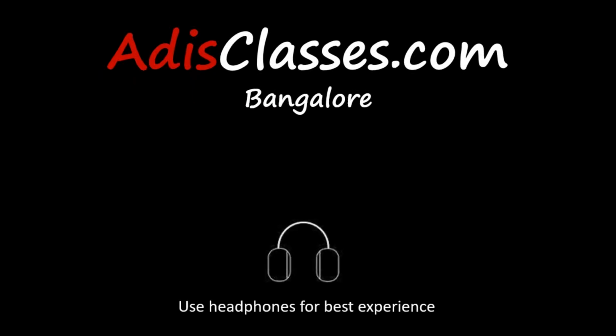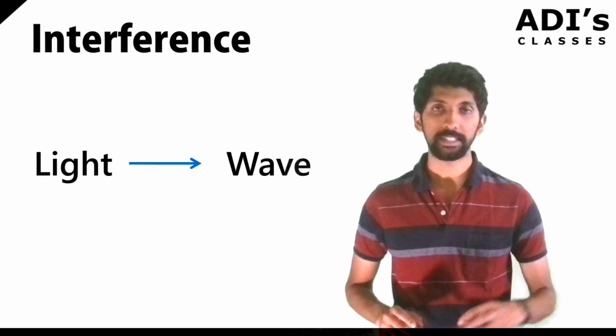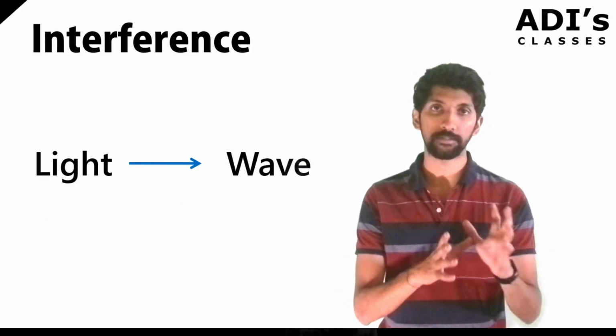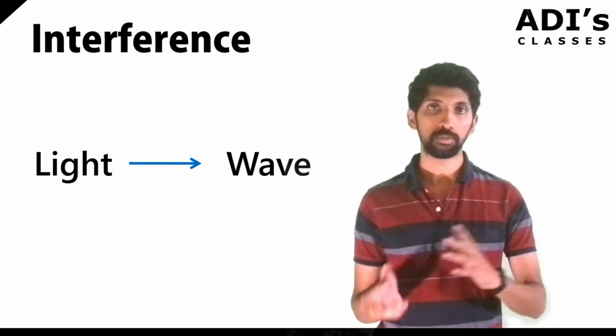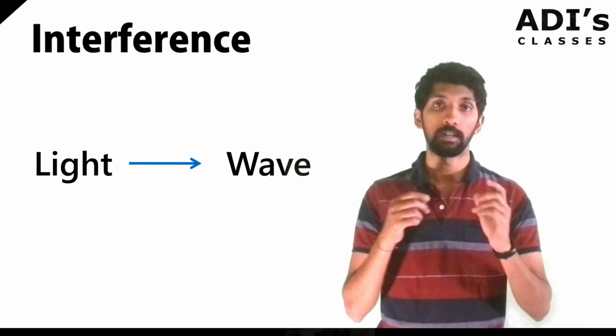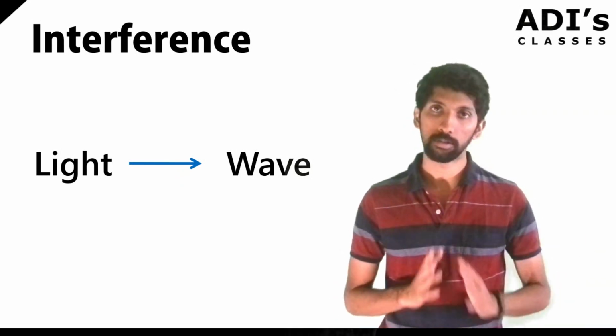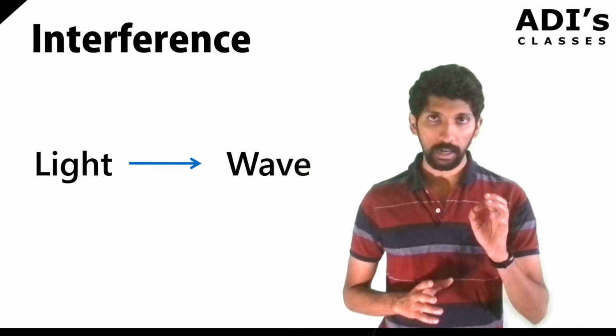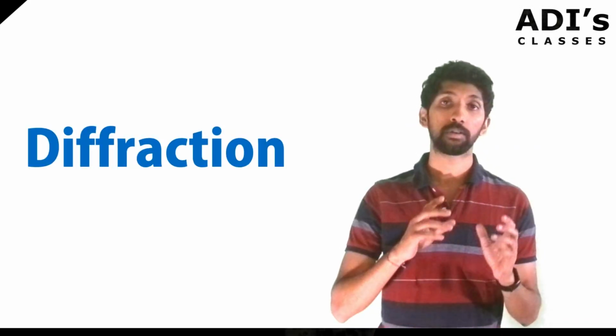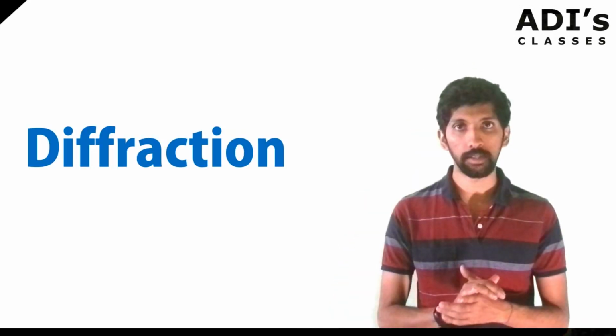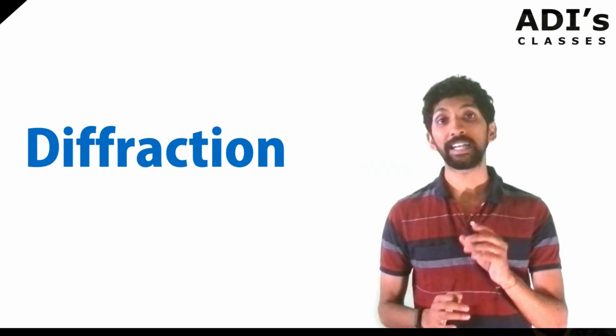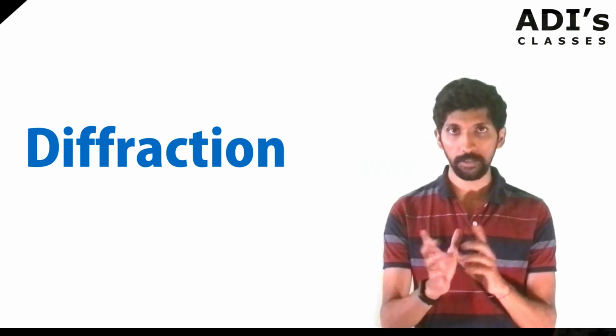So in the previous topic you learned about interference. Interference confirmed that light is a wave, correct? Two superposition was happening, and dark and bright fringes were coming, and all those things. This particular video is about another phenomenon which confirms that light is a wave. This is what we call diffraction.